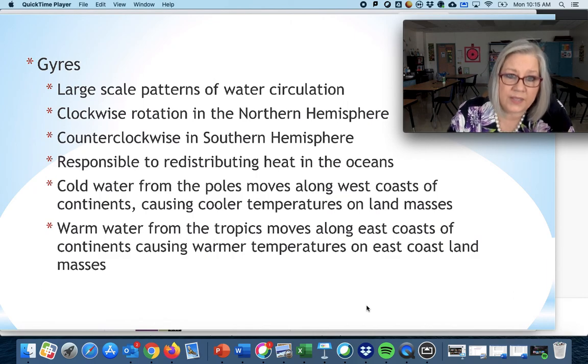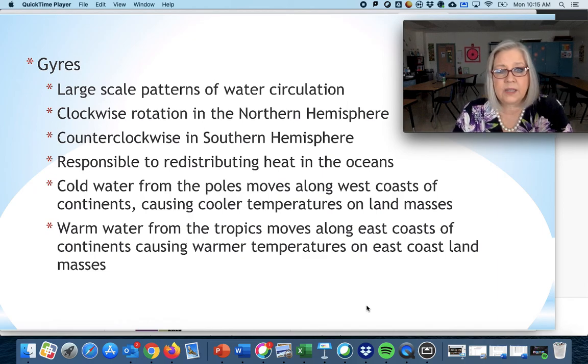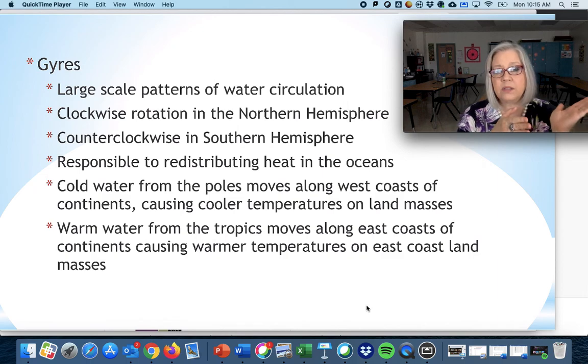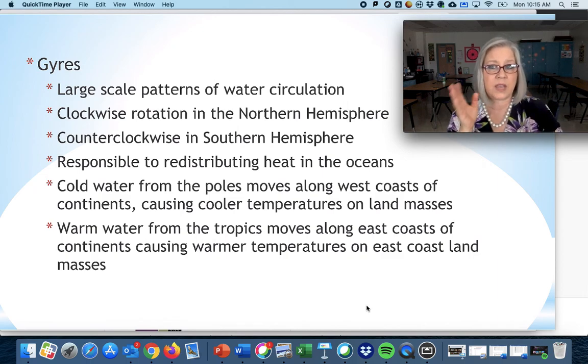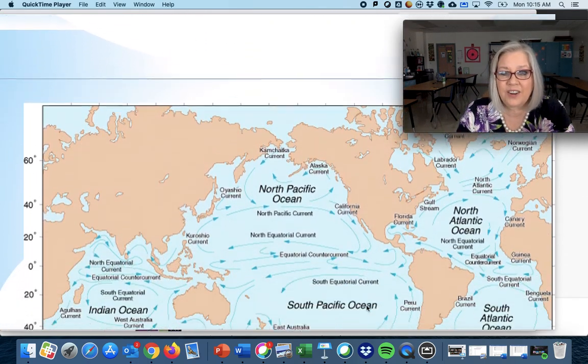And so what this does is it moves the cool air from the poles toward the middle section, right, toward the equator. But then it also moves the warmth from the tropics up as well. It also matters which side of the continents you're on. So if you're on a west coast, it's going to cause those climates to be cooler than if you're on the east coast. As you looked at that video about weather patterns, this is a big deal. All right, so these are our ocean currents.